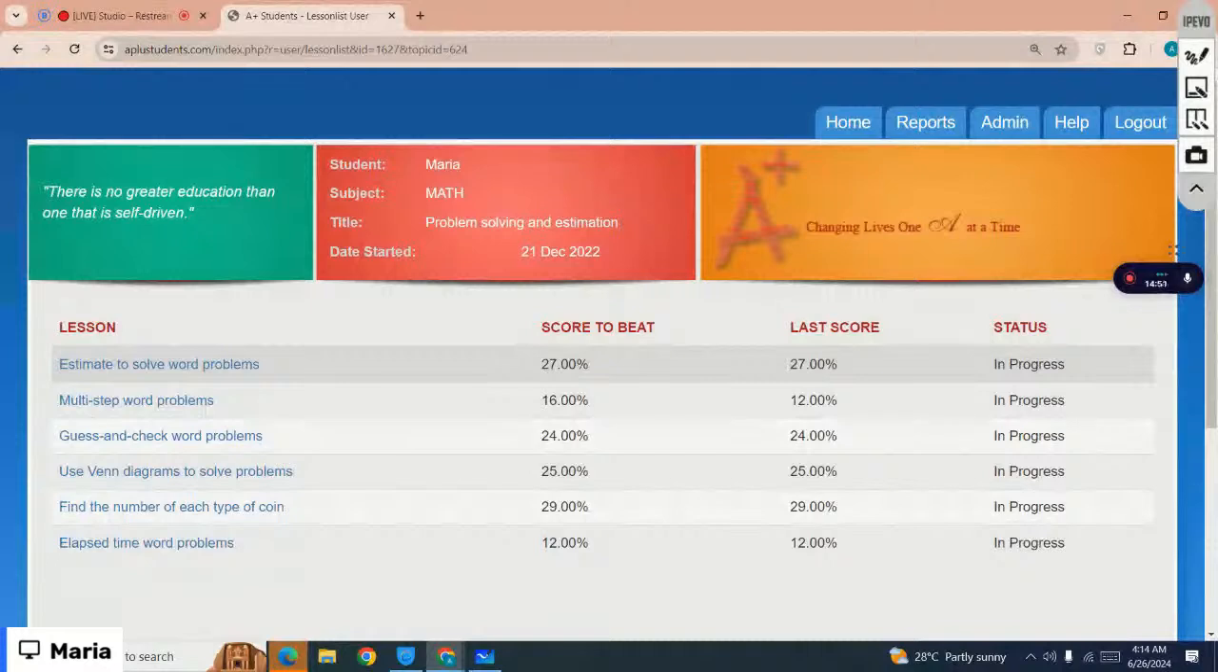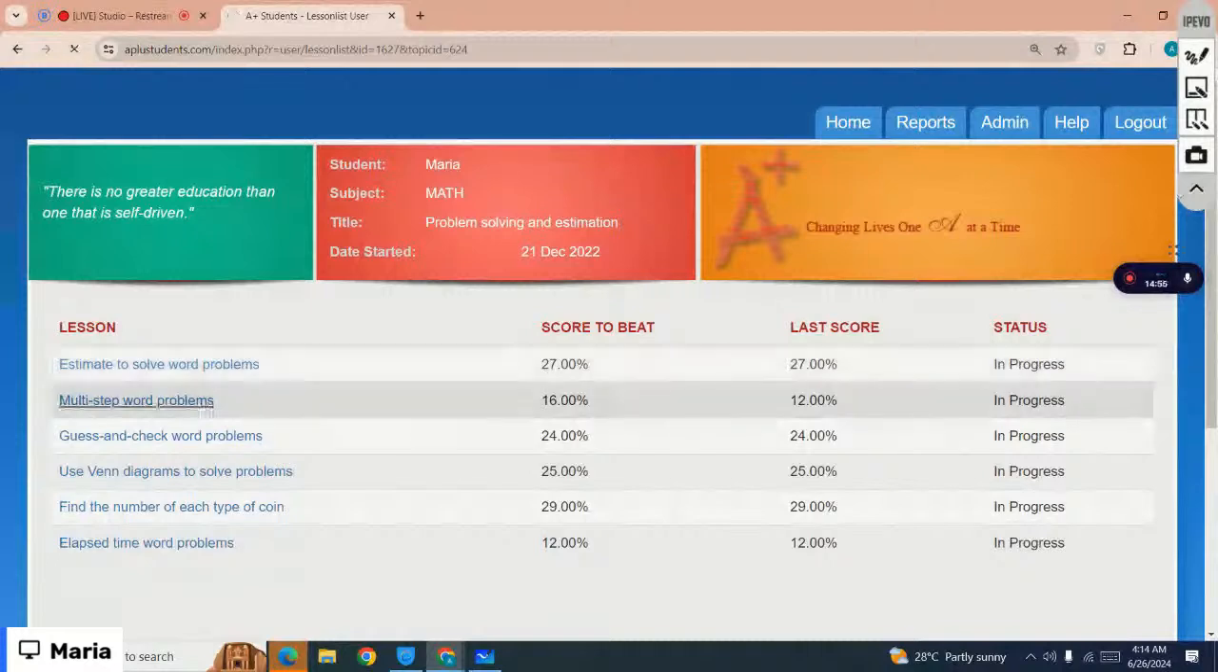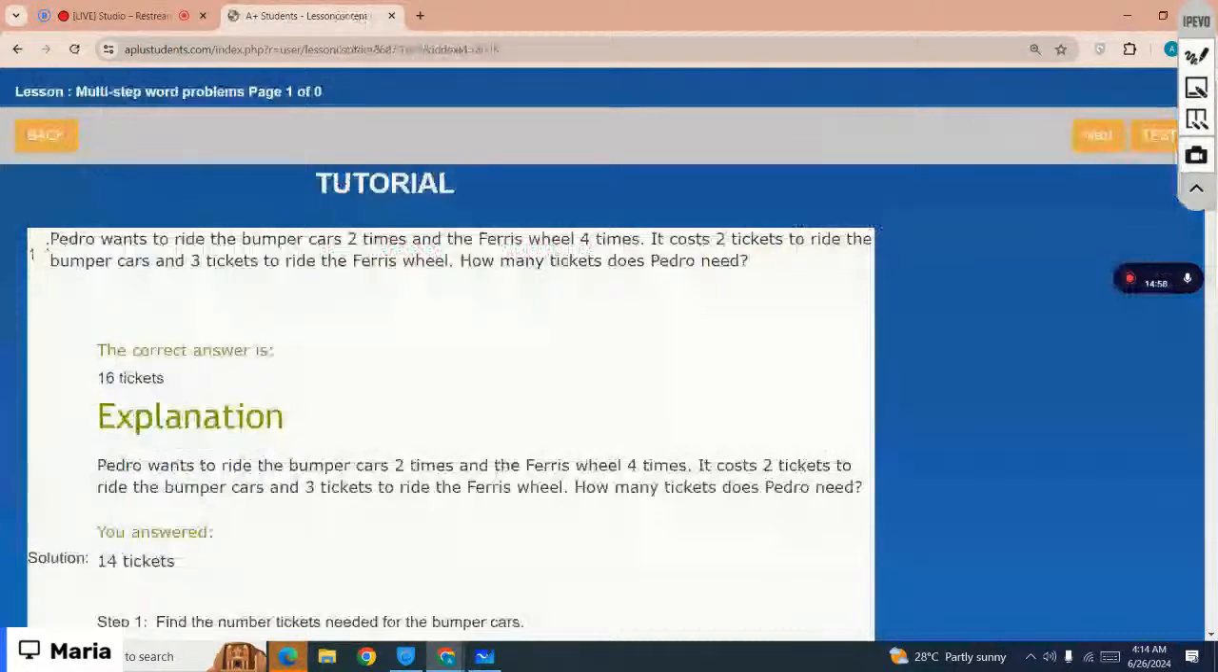The next lesson is multi-step word problems. Let's just start with the next lesson. Pedro wants to ride the bumper car 2 times and Ferris wheel 4 times. It costs 2 tickets to ride the bumper car and 3 tickets to ride the Ferris wheel. How many tickets does Pedro need?